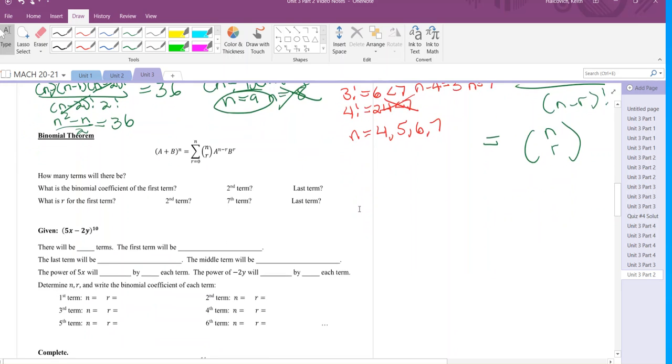All right. So the binomial theorem. So the binomial theorem is when you expand out a binomial, like a plus b to the power.